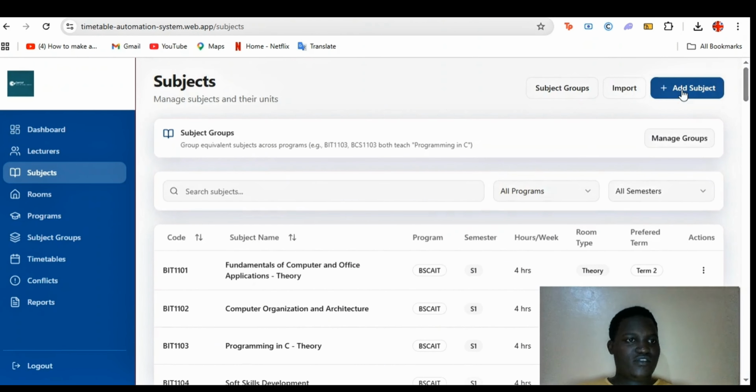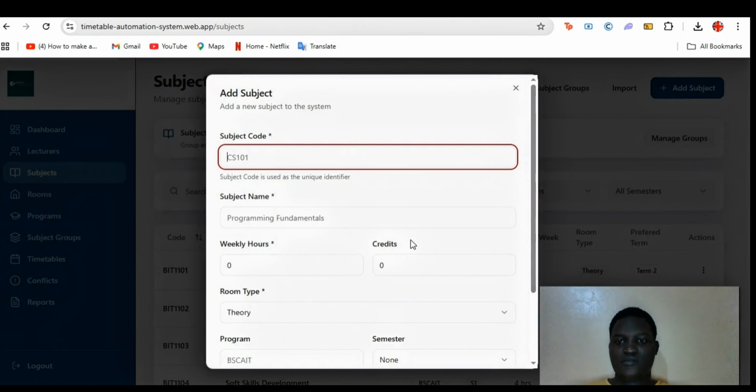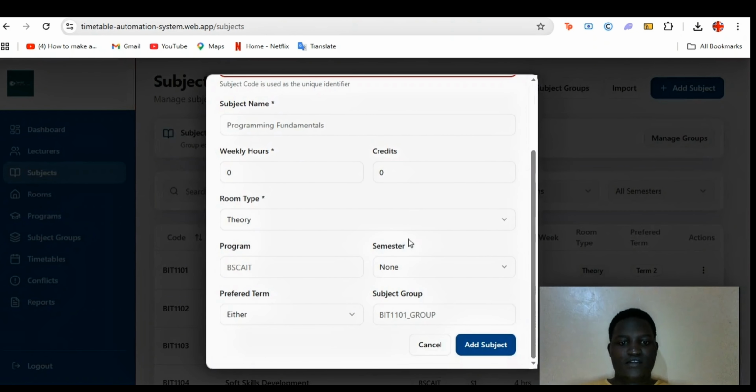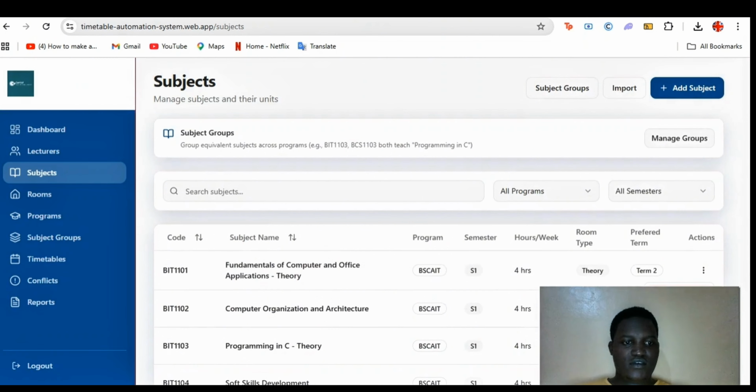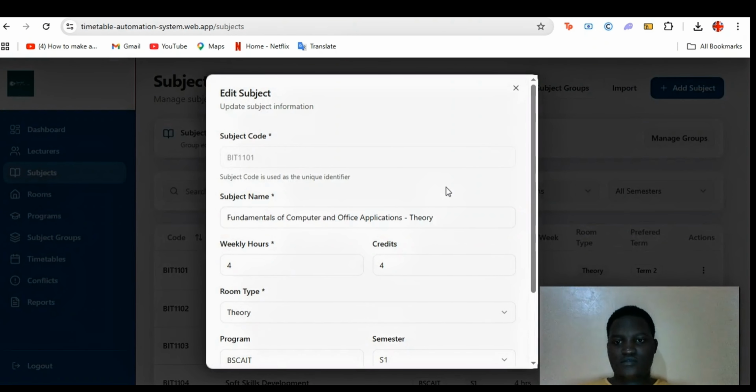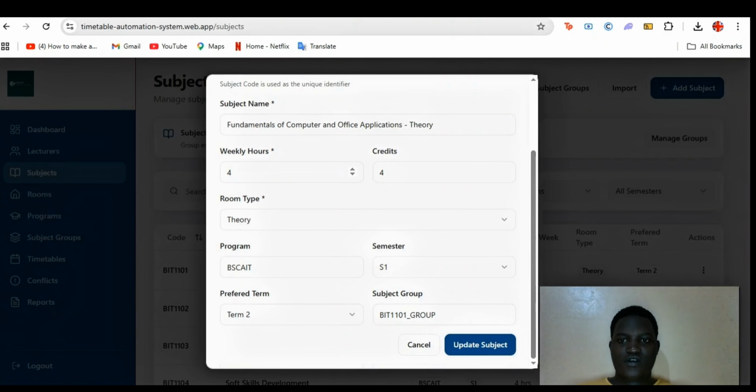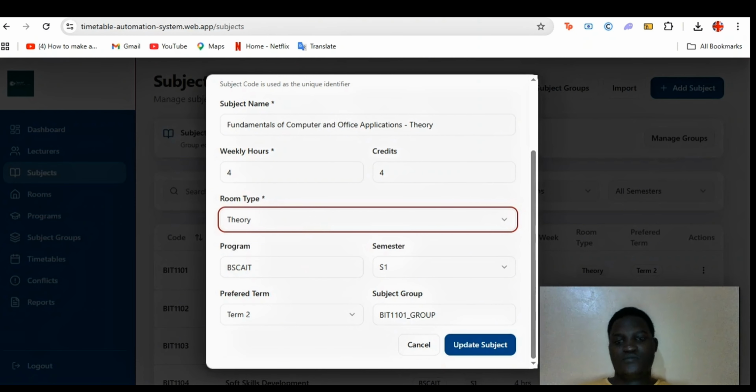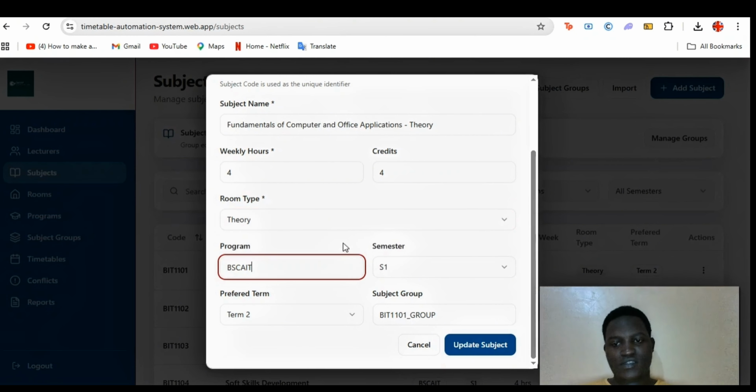The adding is simple, similar to how we added lecturers. You just come and fill in this form, and then you just add a subject. You could edit an existing subject, for example, let's say fundamentals of computer and office application. You could change the number of hours it should be taught per week, the credit units, the room type it should be offered in, the programs that get to have this, the semester maybe, the term, and all that.